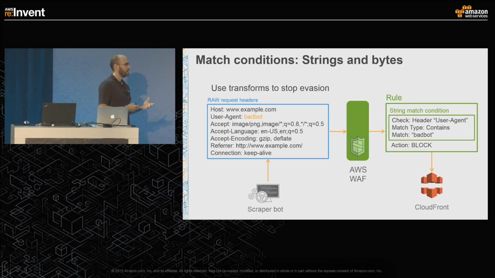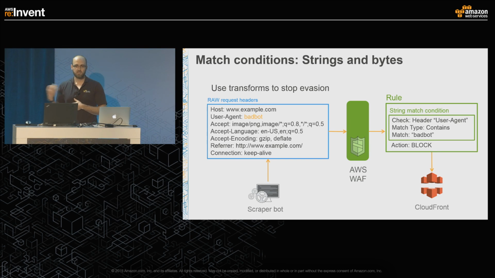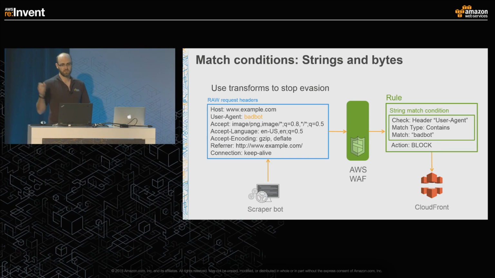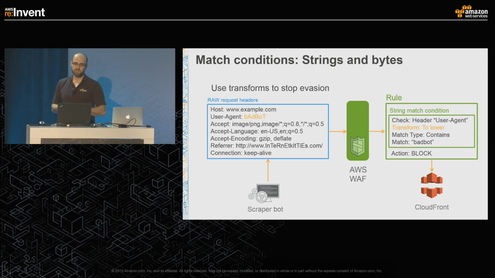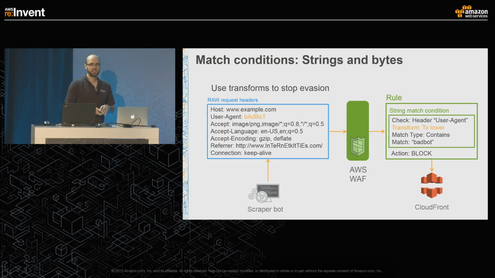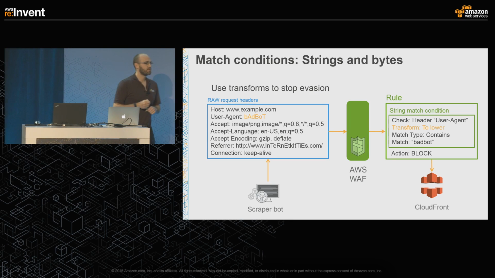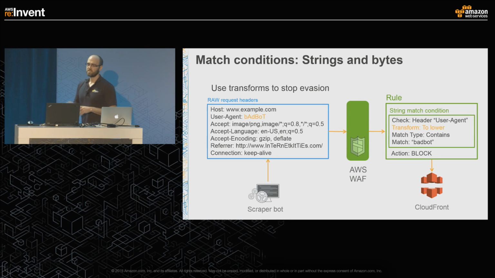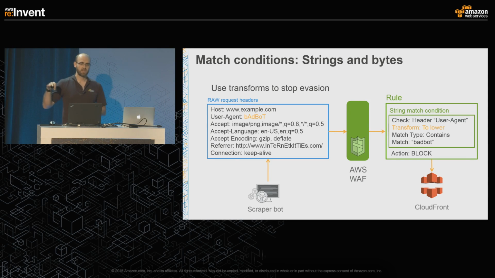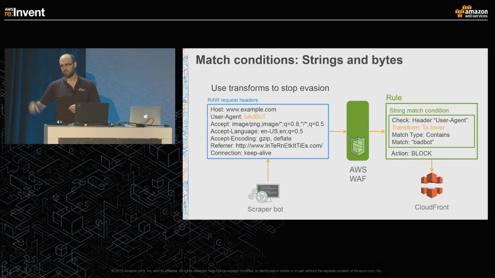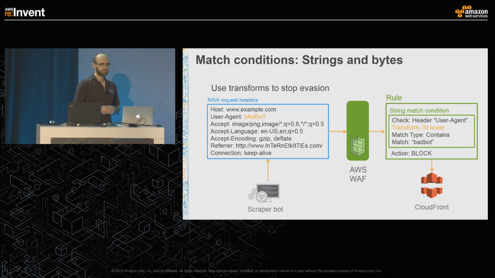A lot of WAFs are case sensitive, and actually ours as well. Our strings are by default case sensitive in their matches. And attackers know this, and they can do things like varying the case. So in this case, the user agent string's been changed to bad bot, but the casing has been scrambled. Our string match sets provide something we call transforms, which help with preventing those evasions. So in this example, you'd set a to lower directive. We're going to lowercase that string before we search for the bad bot signature.